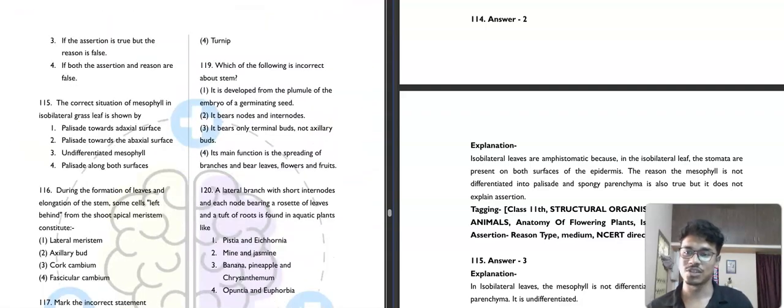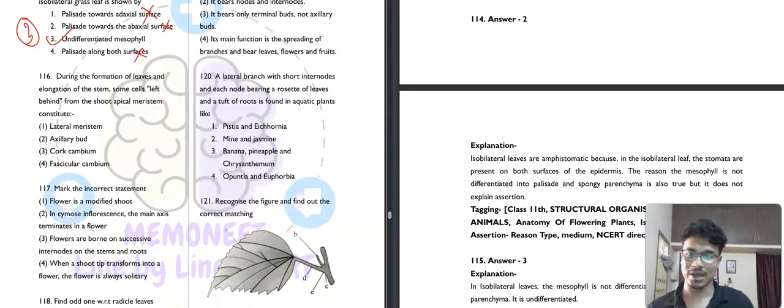And moving to the next question, the correct situation of mesophyll in isobilateral grass leaf is shown by: palisade toward adaxial side, no. Palisade towards abaxial side, no. That is undifferentiated mesophyll. So the third option will be our correct answer for this question. The fourth option is also not correct.